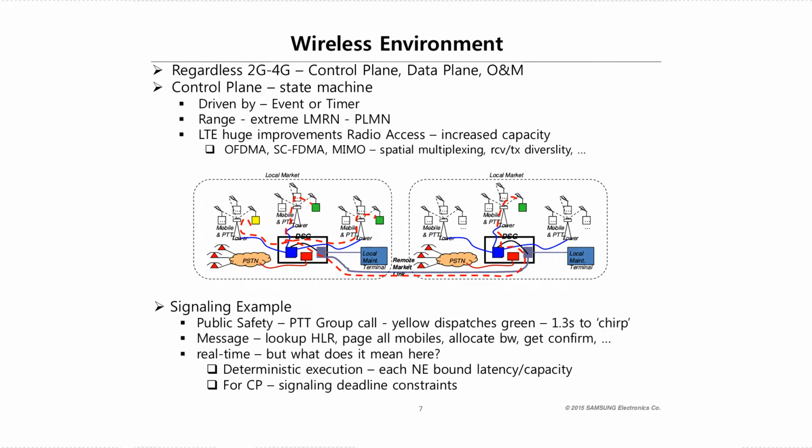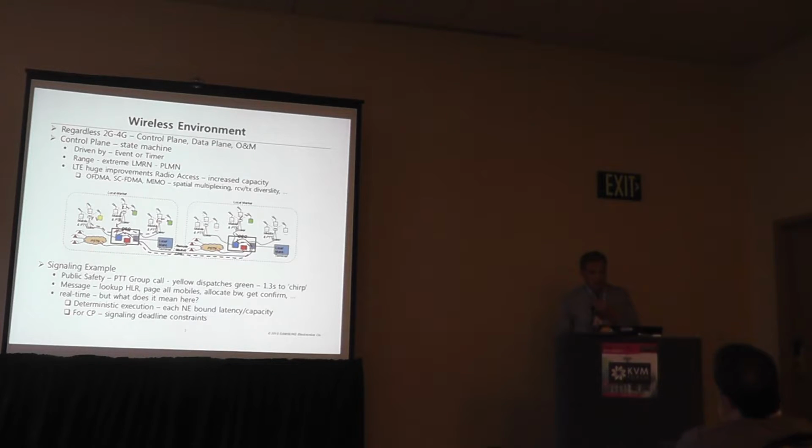So, a little bit of a dive into a wireless environment and how it looks. No matter if you look at 2G or 4G, you come down to several factors: you have the control plane, the data plane, and operations and maintenance. When you look at the control plane, it's mostly events and timers. These can range from extremes like land mobile radio networks, where you have push-to-talk technology, to just normal PLMN, which has much more relaxed latencies that we will be dealing with.